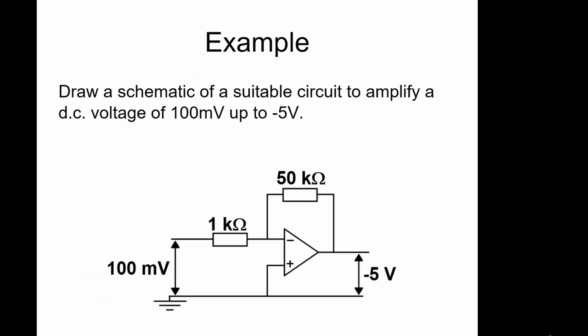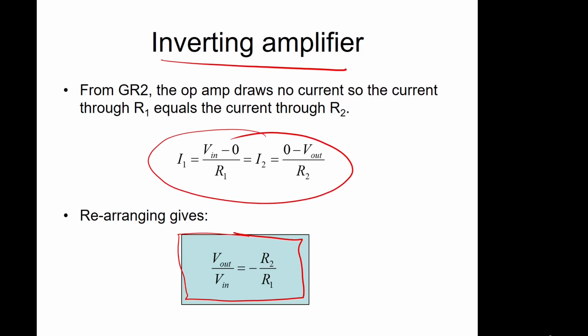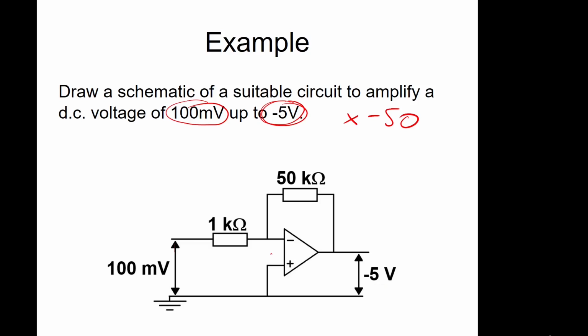So here's an example. Draw a schematic circuit suitable to amplify a voltage from 100 millivolts up to minus 5 volts. So we've got 100 millivolts going in, we want minus 5 volts coming out, so we want a multiplication of minus 50. So we can use this circuit. We need an amplification here of 50. So if we put 50 kilo ohms in there and 1 kilo ohm in there, that gives us our 50 amplification. So therefore this circuit will solve that problem.